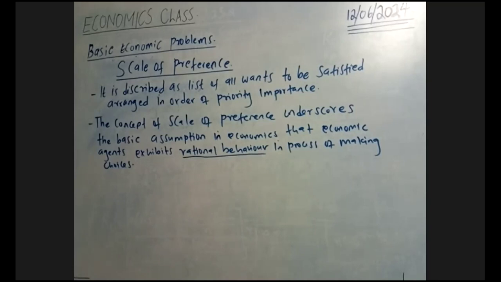Now, the scale of preference is also based on that assumption that an economic agent would exhibit rational behavior in a manner that he will tend to do things that will satisfy their need first. So it is based on that assumption. We talked about rational behavior in the previous class.